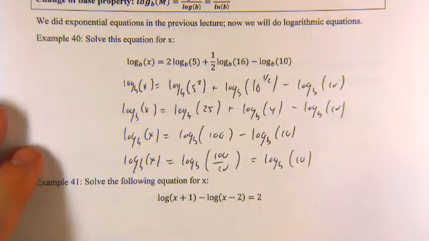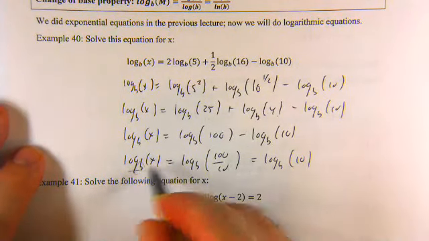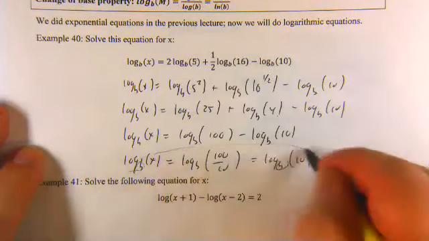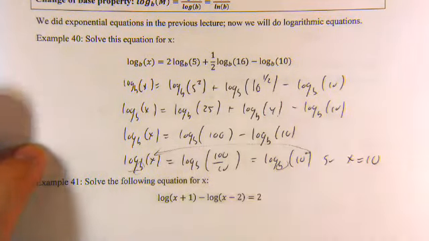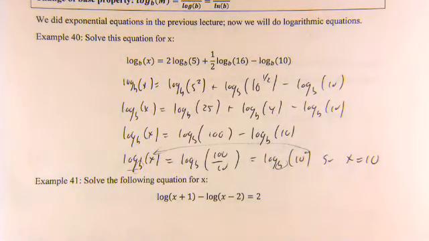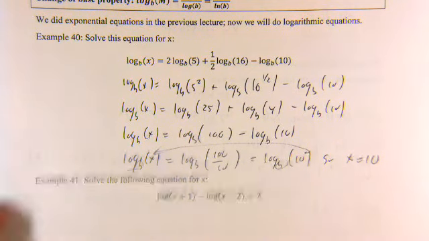Great. So what do we get? Same base. So the things inside the logarithm must be the same. So x equals 10. So that's not too bad because the x is on the left-hand side. It's in the logarithm. You just condense the right-hand side and see what you get inside the logarithm.